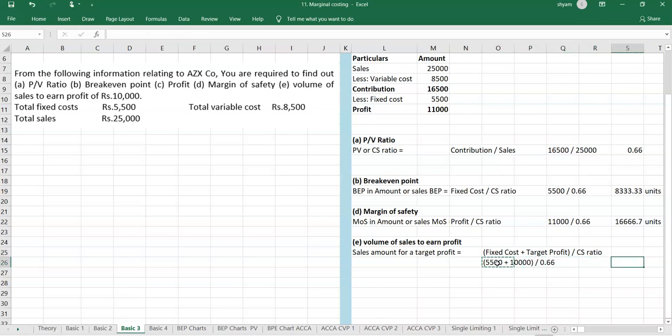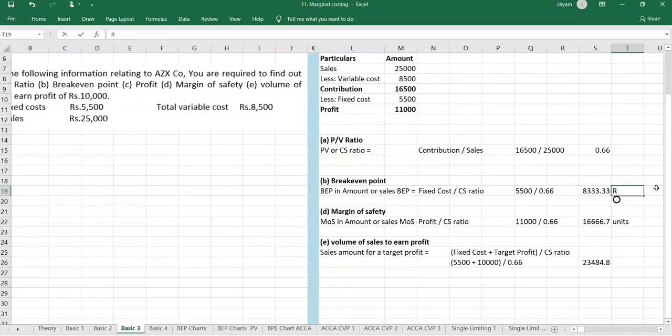So let's copy and work it out. I think we've made a small mistake. Whenever you divide by CS ratio or PV ratio, the answer you get is the amount. It represents the dollar or rupee. Here it is rupee, here also rupee, here also rupee. So if you want, you can have a note.